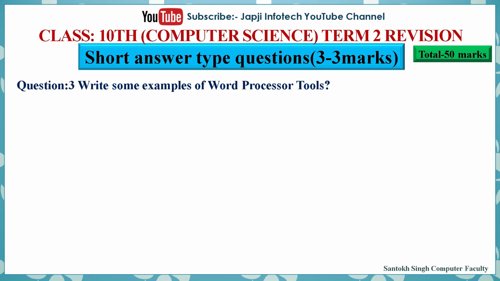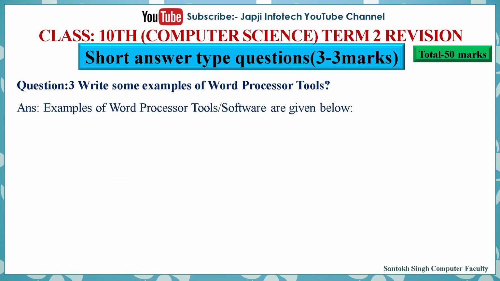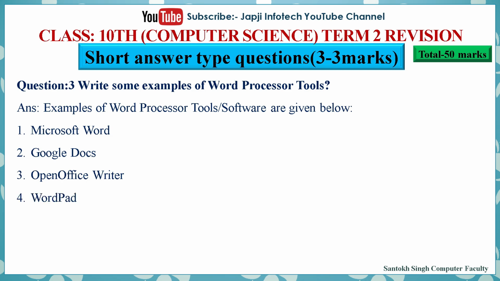Third one is: write some examples of word processor tools. Examples of word processor tools or software are given below. The first one is Microsoft Word, second one is Google Docs, third one is Open Office Writer, fourth one is WordPad, fifth one is WordPerfect.